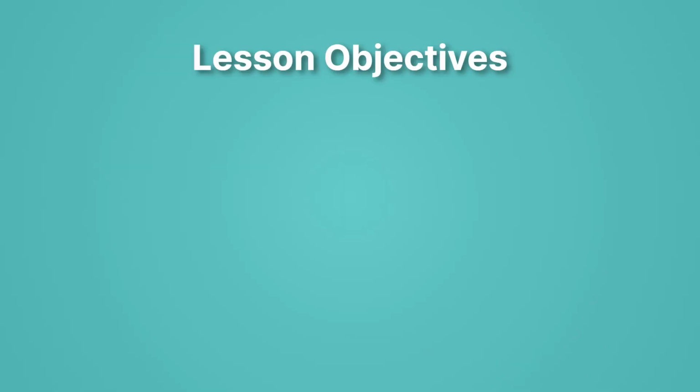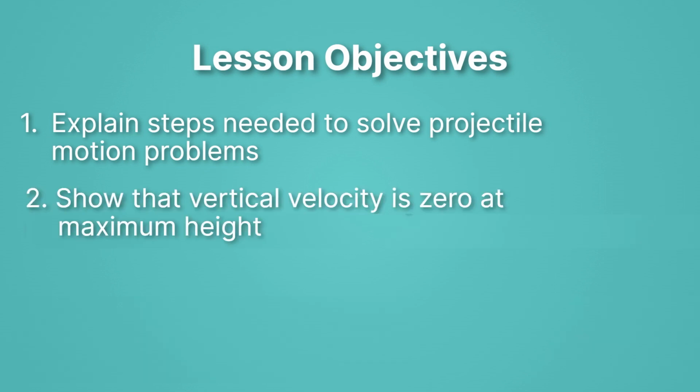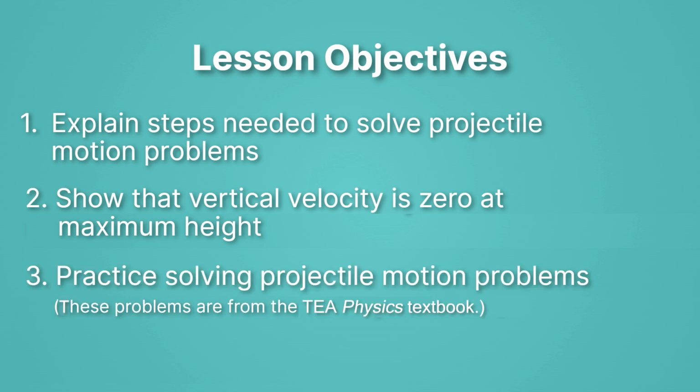First, let's review our lesson objectives. We'll start by explaining the steps needed to solve projectile motion problems. These are basically problems where we're throwing something in the air. Then we'll show that the vertical velocity in these problems is 0 at maximum height. You may have no idea what that's saying, and that's okay. We'll dive into that in just a moment, and it'll be totally clear. Then we'll practice solving projectile motion problems. Just a reminder, these problems come from the TEAS physics textbook, which you can Google online and access for free.